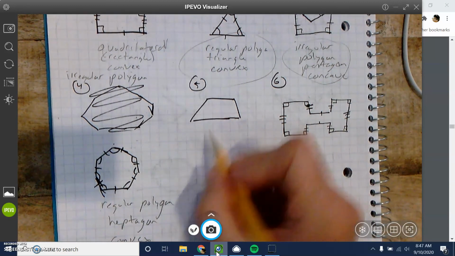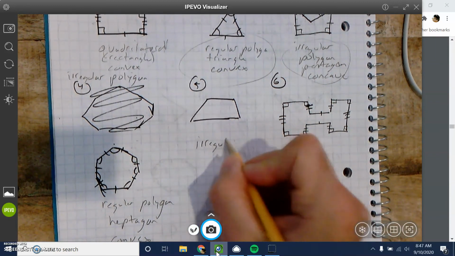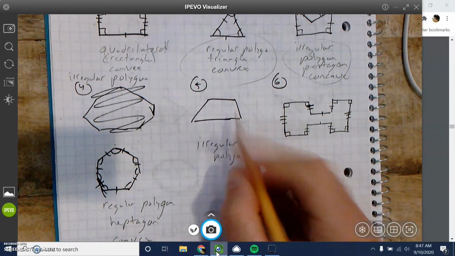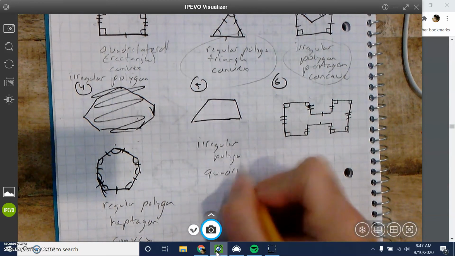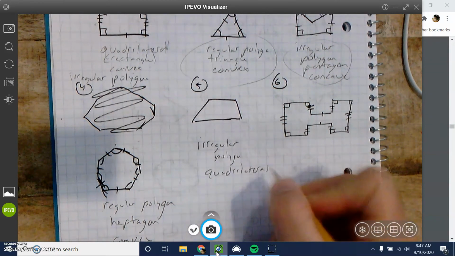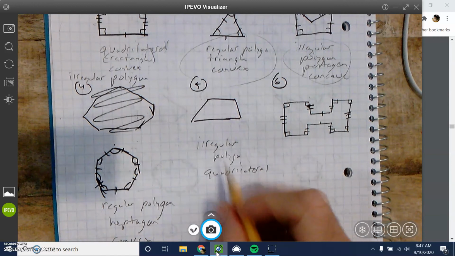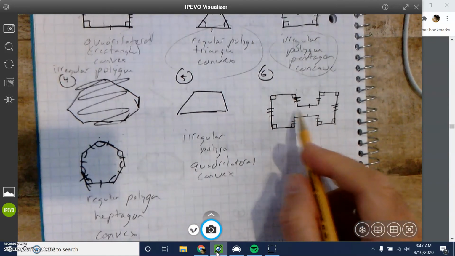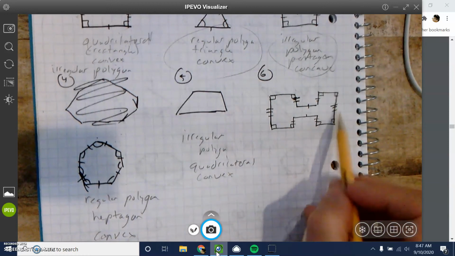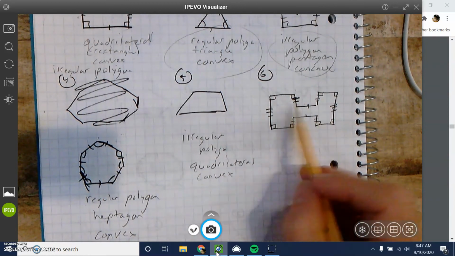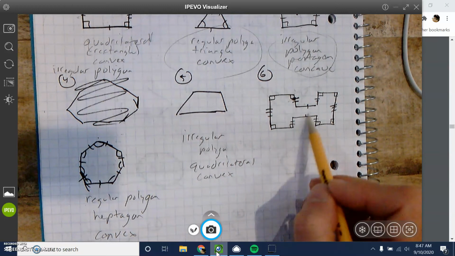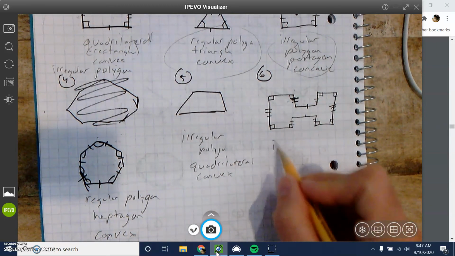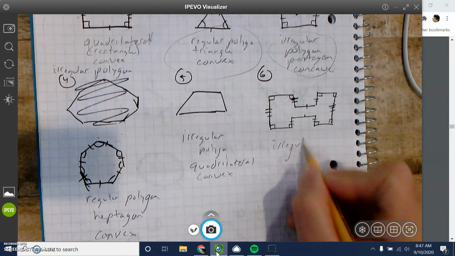This one right here is an irregular, number 5, polygon. It's a quadrilateral, and it is convex. This one, ooh, I got 3 marks, 1 mark, 2 marks. That means all the sides are different. So not all the sides are congruent. So this one's an irregular polygon for number 6.